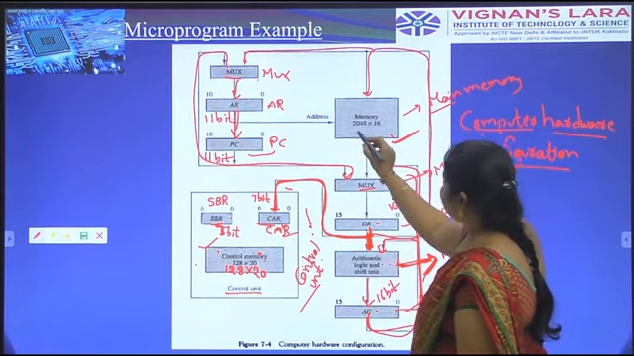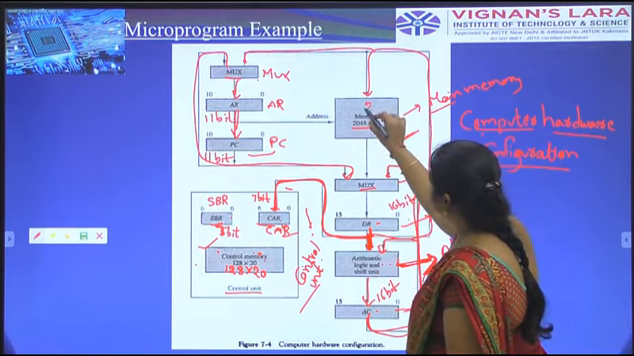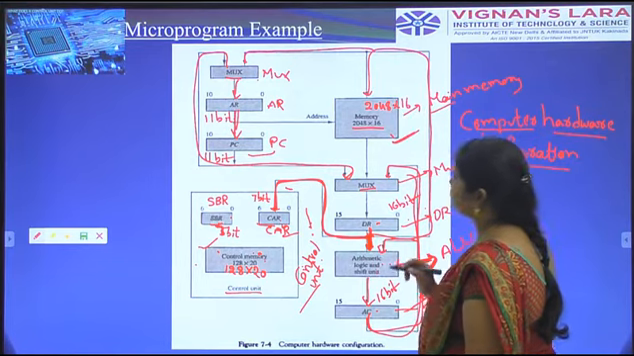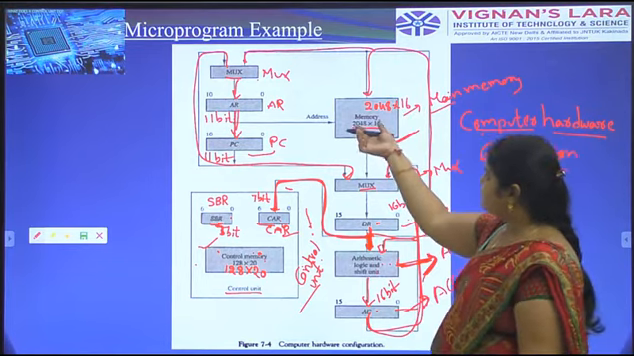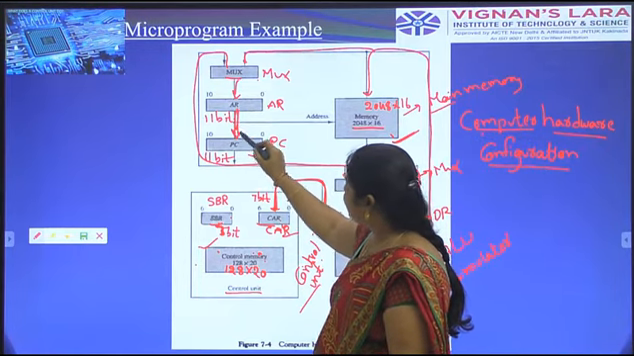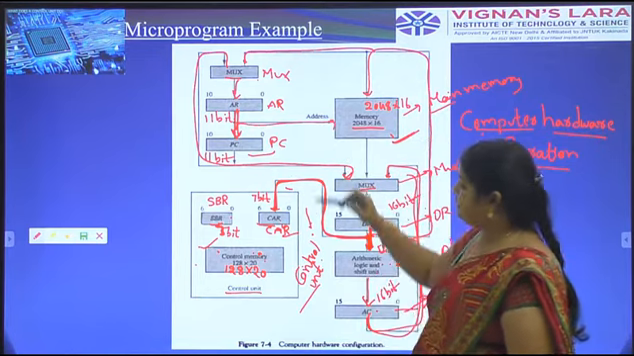This is the memory. Here we represent 2048 by 16 bits. Which memory do we have to find? The address register transfers the information to the program counter and also to the memory.